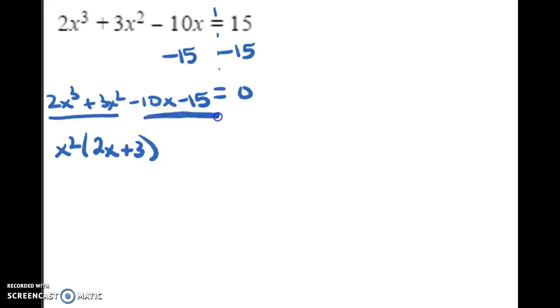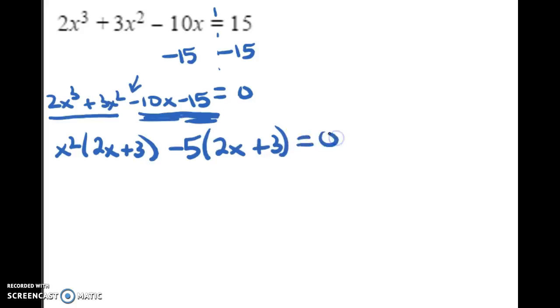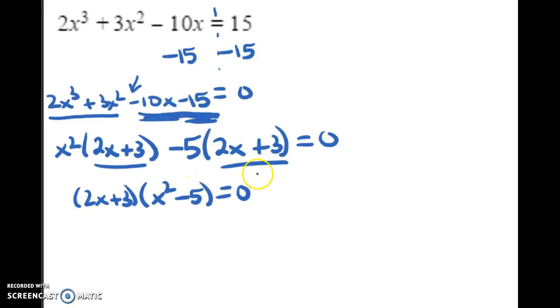And then for the second group, since this is a subtraction sign, I'm going to pull out a negative, whatever the common factor is. The common factor between 10 and 15 is 5. If I want to get a negative 10x back and I have a negative 5, 2x will do the trick. If I want to get a negative 15 back and I have a negative 5, positive 3 does that trick. And now I'm left with a common factor between these two terms, 2x plus 3. And I left the x squared behind and the negative 5 behind.